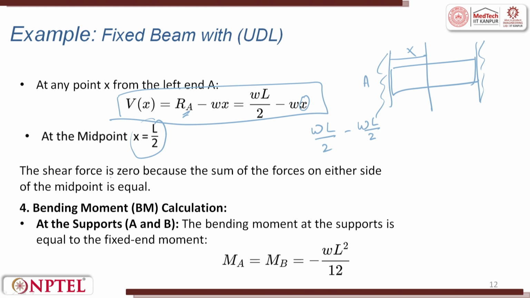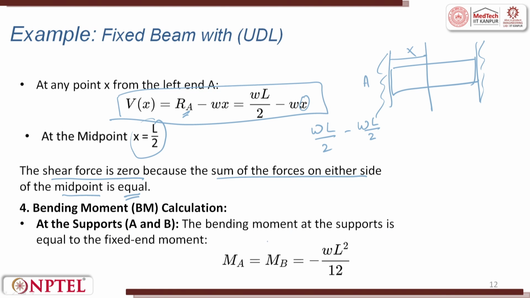The shear force is 0 because the sum of the forces on either side of the midpoint is equal. We have given the reason: the sum of the forces on either side of the midpoint is equal. Now, you have to move to the fourth step in solving this problem, which is bending moment calculation at the supports A and B.